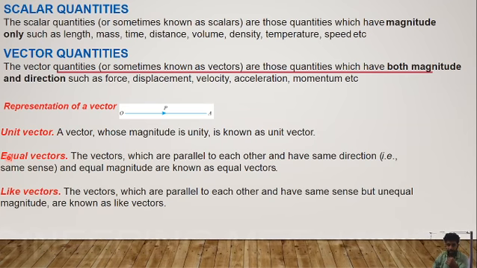Similarly, we have equal vectors. If two vectors have the same direction and the same magnitude, we call them equal vectors. Vectors which are parallel to each other and have the same direction and same magnitude are called equal vectors. The second is like vectors. Like vectors are almost similar to equal vectors, the same in direction, but their magnitude may not be the same. Vectors which are parallel to each other have the same sense but unequal magnitude, known as like vectors. So this is the basis of scalar and vector quantities and how to represent a vector.